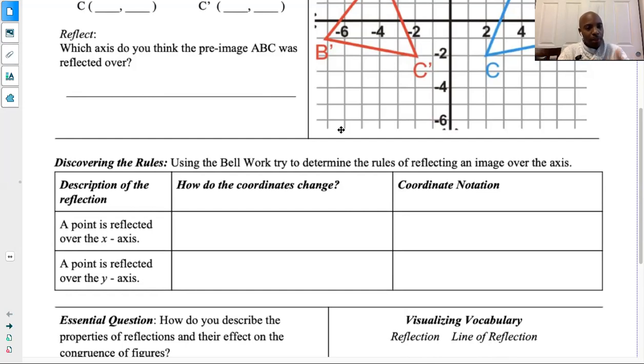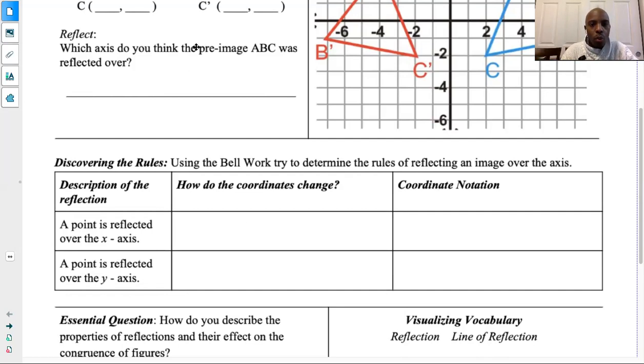So I'm going to explain to you the change that happens when we flip over the x. I'm going to explain to you the change that happens with the y, and then I'm going to write the coordinate notation as well. Then we're going to practice, and then you're going to allow yourself to hopefully get better. And if any questions you have, you can still ask me.